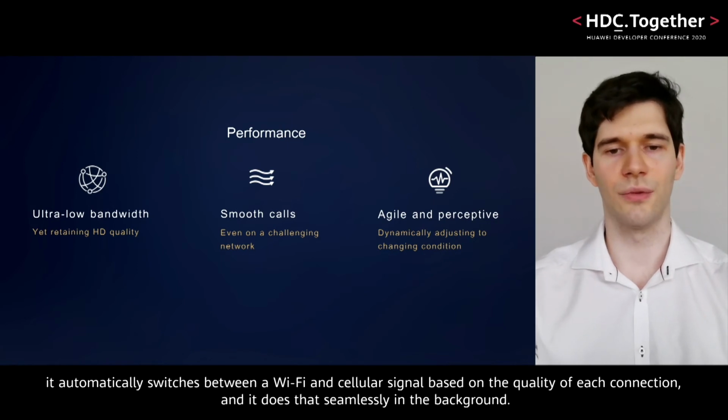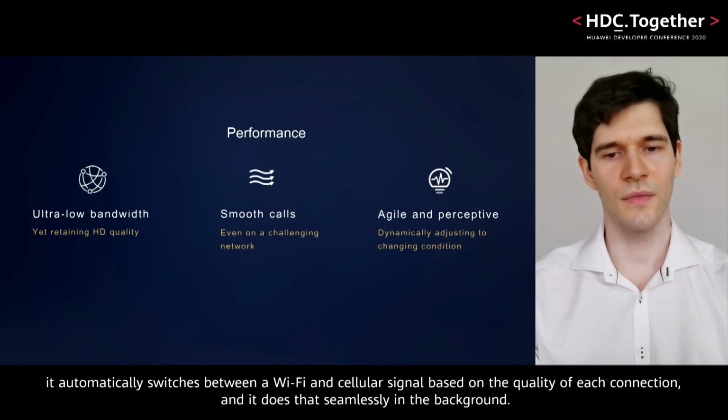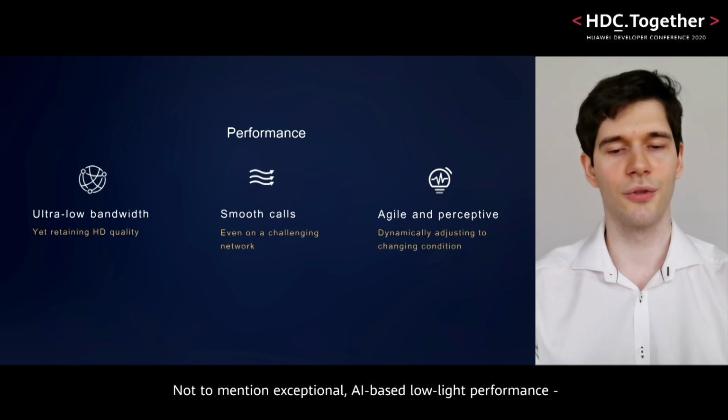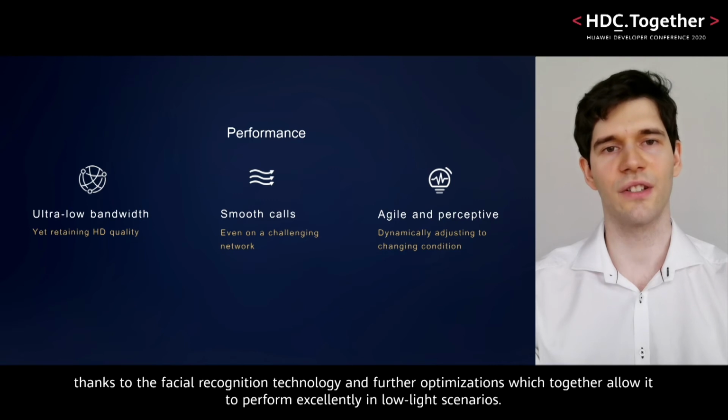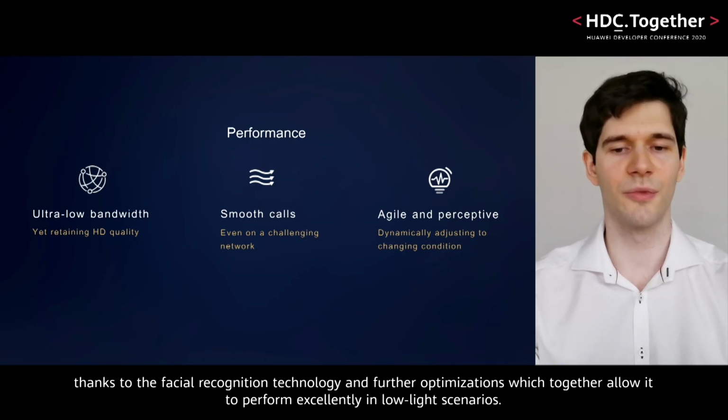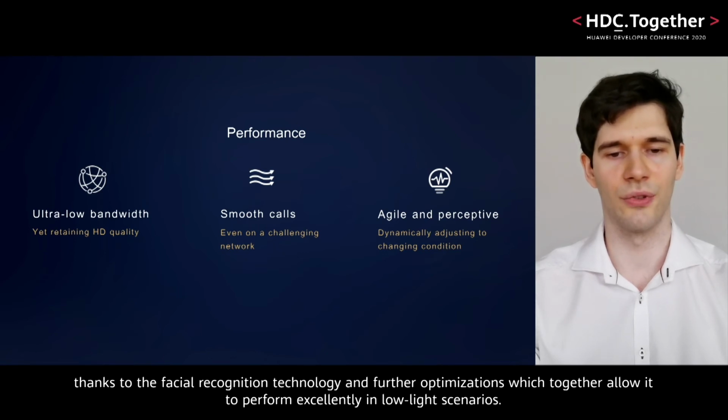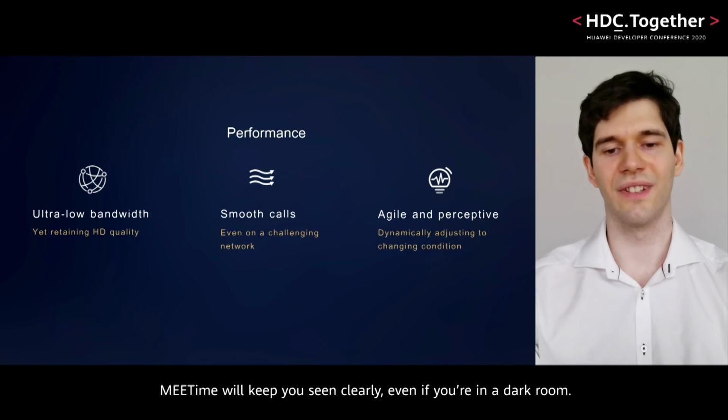It automatically switches between Wi-Fi and cellular signal based on the quality of each connection, and it does that seamlessly in the background. Not to mention exceptional AI-based low-light performance, thanks to the facial recognition technology, which together with other optimizations allows it to perform excellently in low-light scenarios. MeTime will keep you seen clearly, even if you're in a dark room.